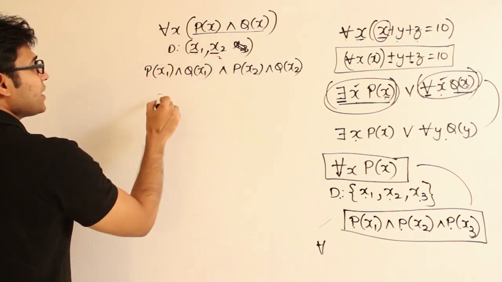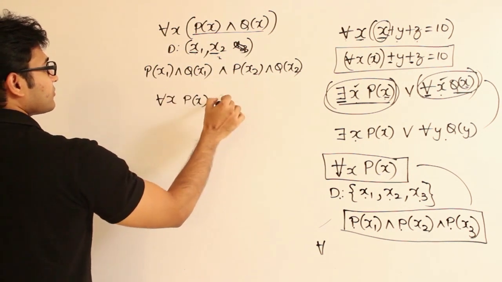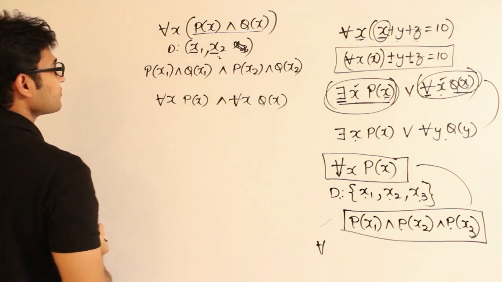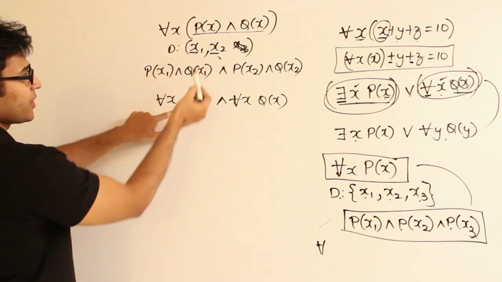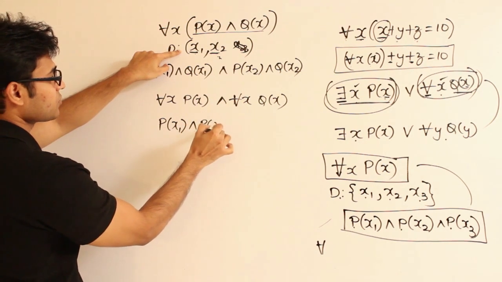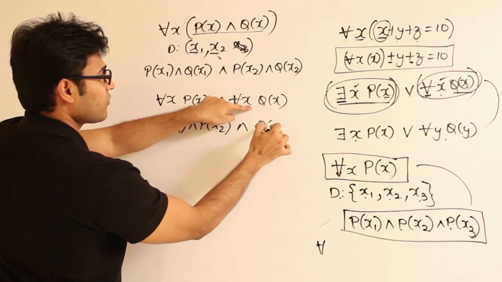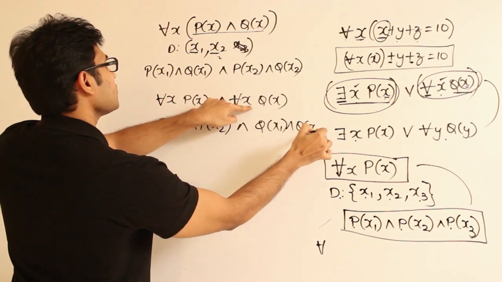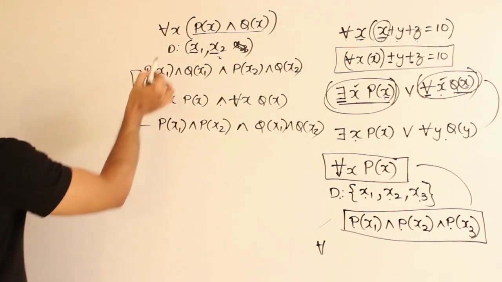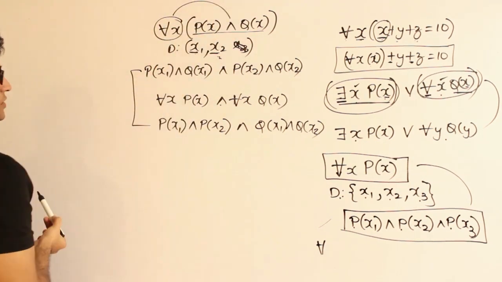Now even if you take this statement, for all x p of x and for all x q of x, both will be same, right? So if you try to evaluate it over the same domain, then what do you get? P of x1 and p of x2, and we already have an AND. Now what about this, q of x1 and q of x2, right? So if you observe this, these two are same. So what do you understand from this? The for all quantifier can be distributed over conjunction, right?